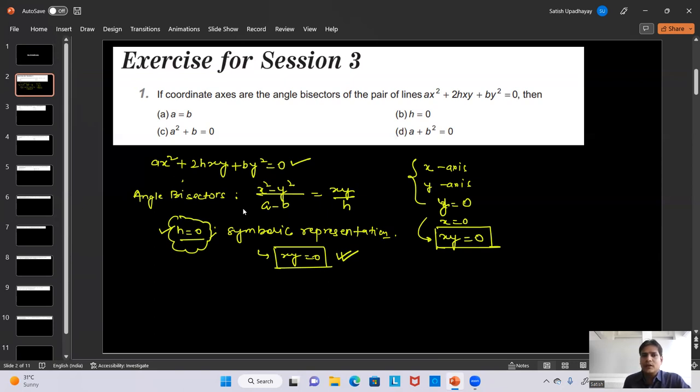After putting h equal to 0 in this equation, we are getting xy equal to 0. I mean, the symbolic representation we are putting here. So yes, this option B is correct, that is h equal to 0. I hope everyone is clear on this.